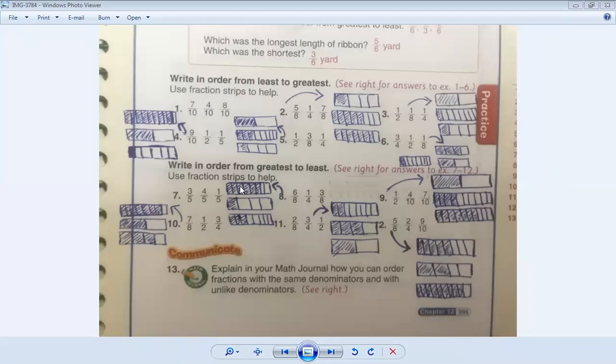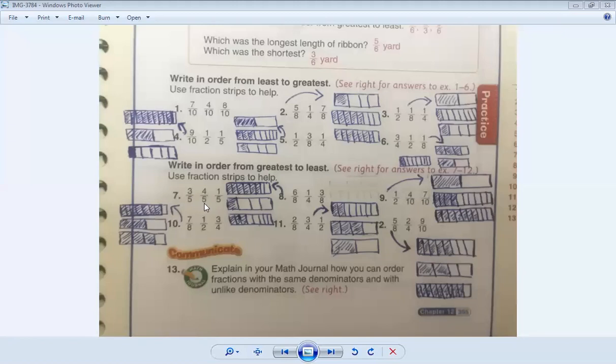Look now, write in order from greatest to least. Now, from greatest to least. That means from the greatest number or biggest number to the smallest number. Okay, so yalla. Let's start from greatest to least, okay? Number 7, I have same denominator, so no need to draw anything, just you have to look at the numerator. Okay?